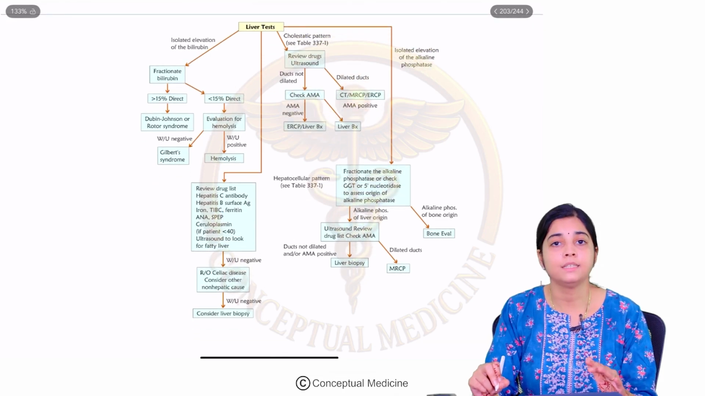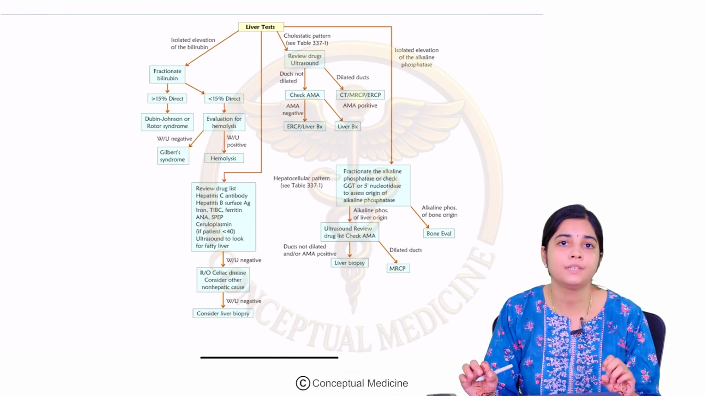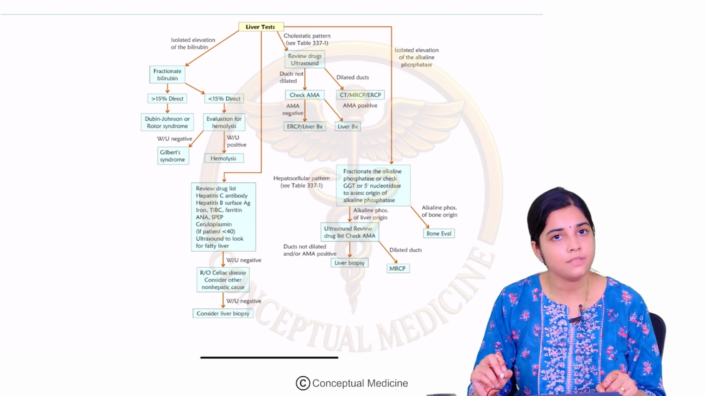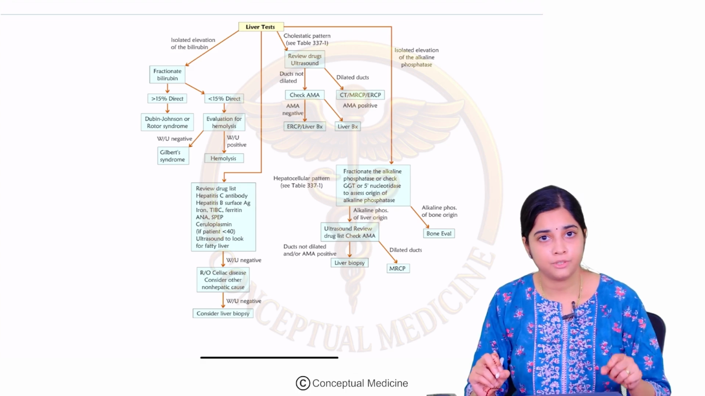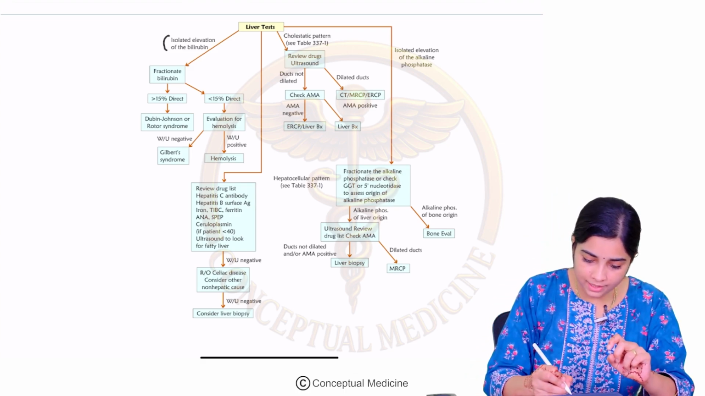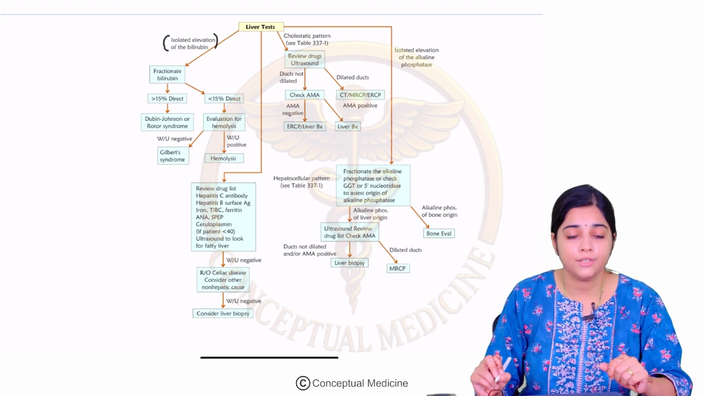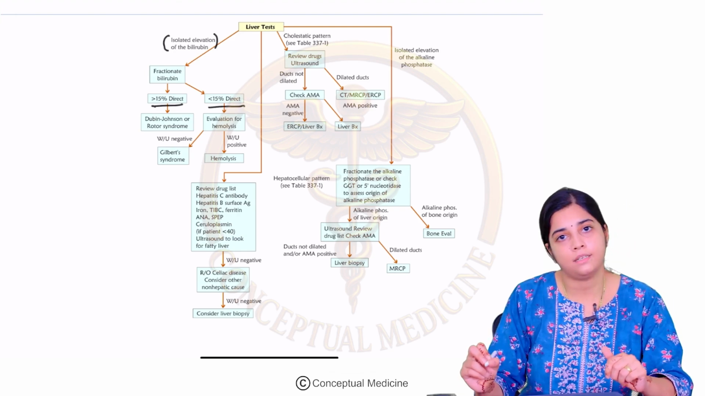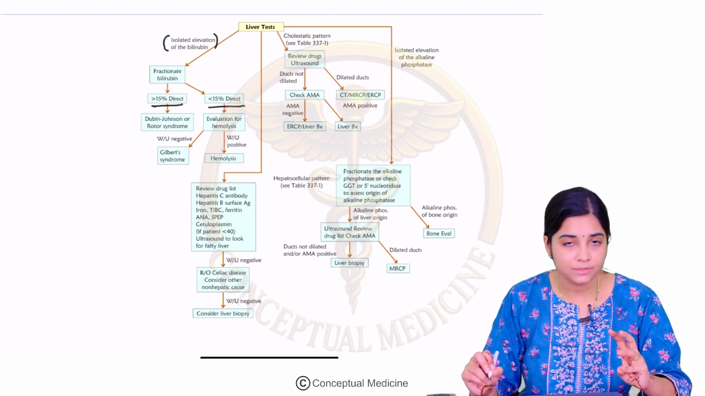Now let us look at the overall view of how these liver tests are done and how you interpret your liver function tests. First, in your liver function test, you have to look at your bilirubin, right? After that, you have to look at your liver enzymes. Now if there is isolated elevation of your bilirubin, then you see if this is a direct or an indirect hyperbilirubinemia.